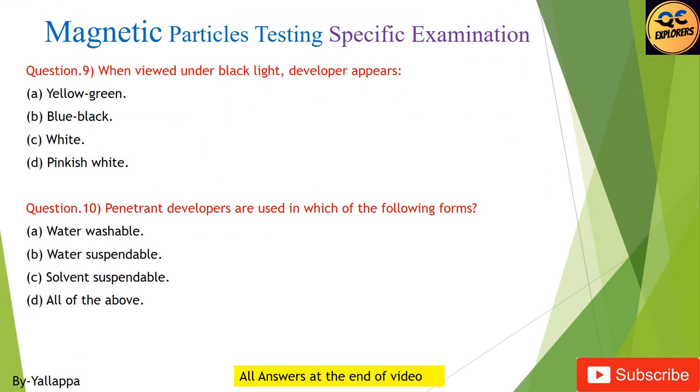Question 9. When viewed under black light, developer appears yellow-green, blue-black, white, pinkish-white. Question 10. Penetrant developers are used in which of the following forms? Water washable, water suspendable, solvent suspendable, all of the above.